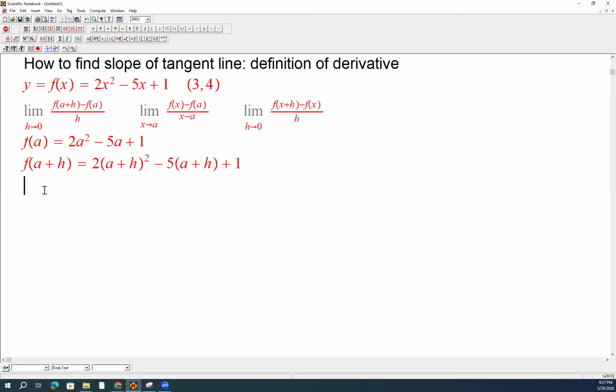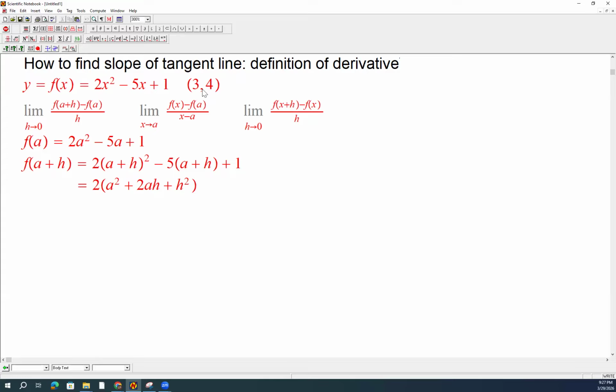Then we're going to plug into the formula. Of course, for this one, we're going to expand, so let's do some expanding. Let's get into the action, and follow me, please. So we got a squared plus 2ah plus h squared.